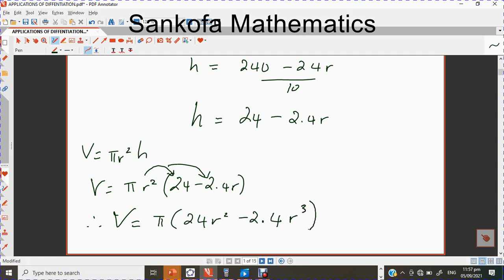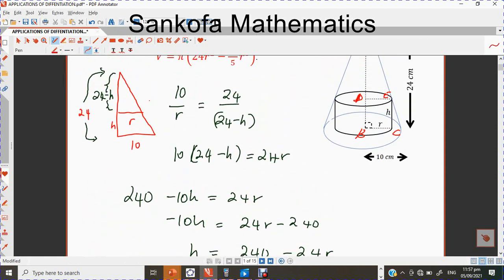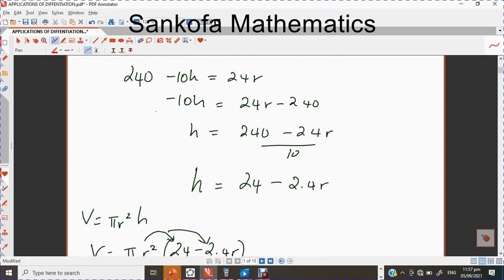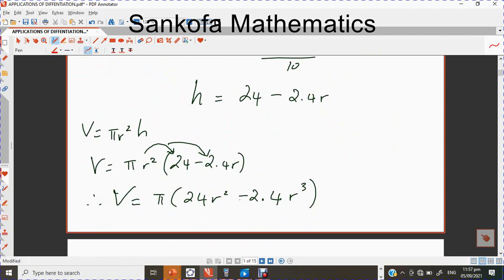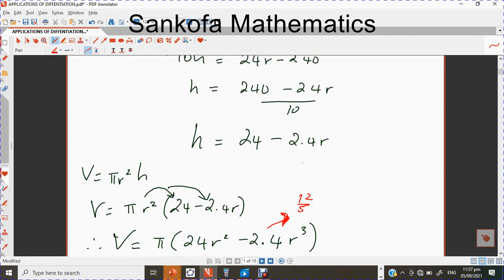r cubed. Another way that you can write 2.4, if you grab your calculator, is as 12 over 5. So definitely you can also decide that this here is 12 over 5. Well, it's the same thing. So if you end here, that is also perfectly okay. Okay, so that's what we needed to prove for that question.